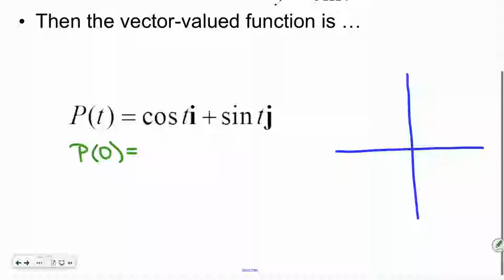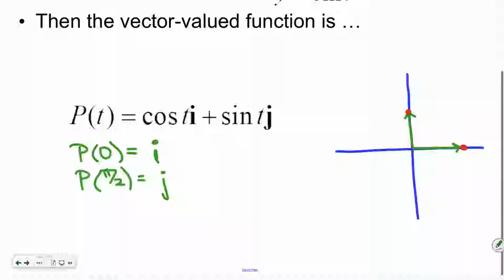Okay. What is r of 0? Bracket 1. So we have this vector, 1i. What's r of pi over 2? Okay, so here's vector j.